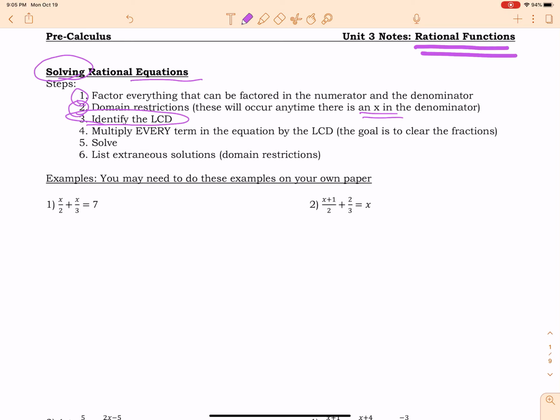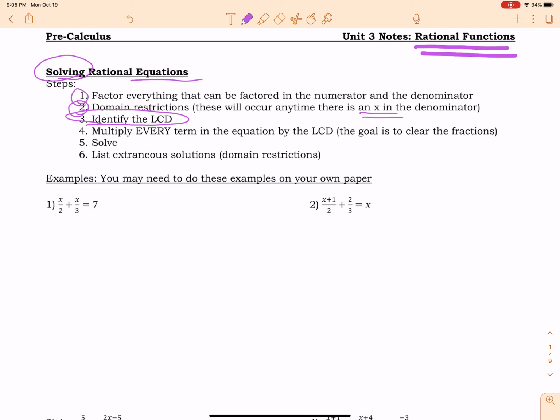We are going to then multiply every term in our equation by our LCD because our goal is to get rid of any and all fractions that may occur, because that's going to make solving so much easier. Okay, so having said all of that, if you will look at number 1, and we did this in class today, but I want to go back through it with you.